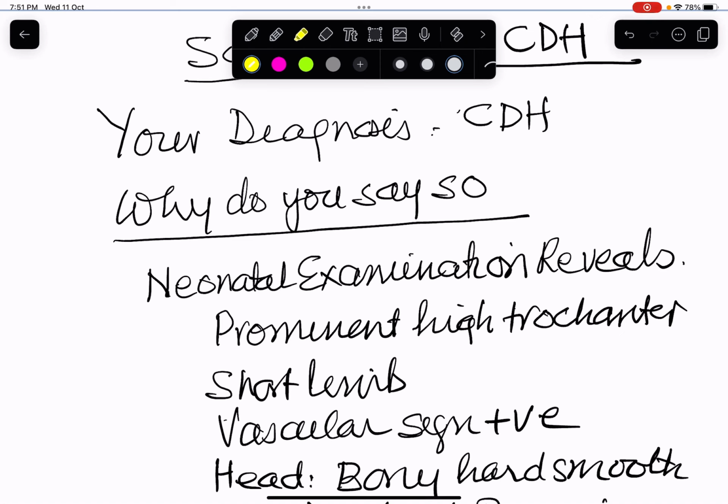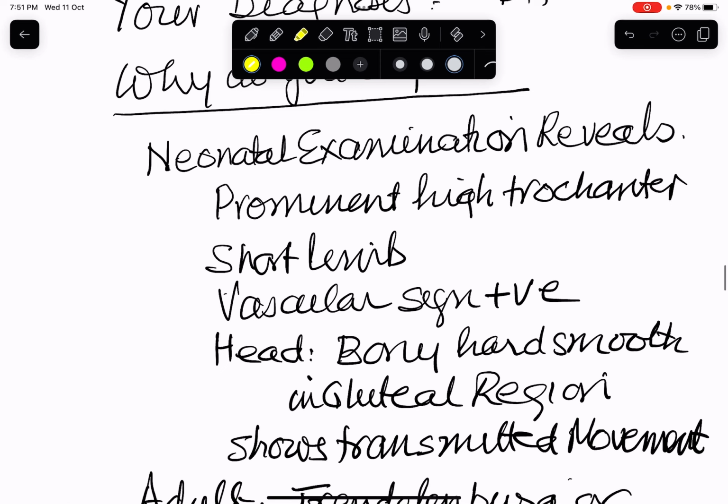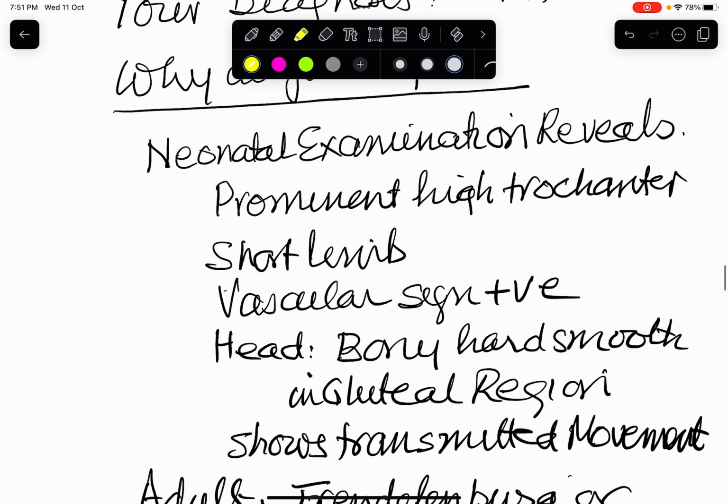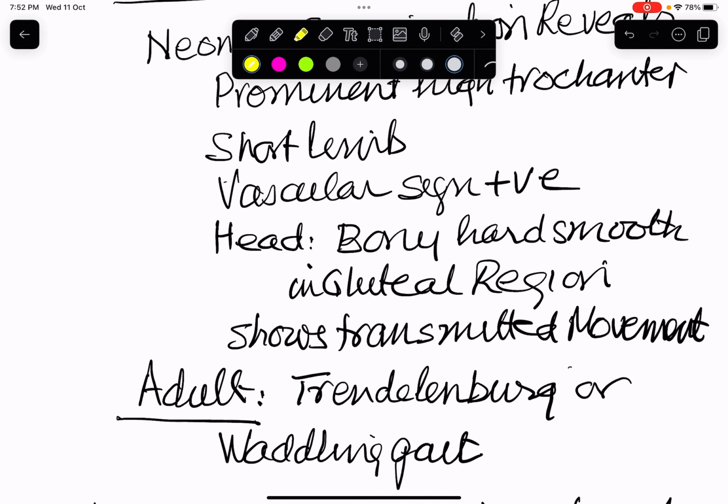So you say the neonatal examination reveals a prominent high trochanter, a short limb, vascular sign of Narath is positive, telescopy is positive, and I can feel the head in the gluteal region, which is a bony, hard, smooth, painless swelling, which rotates on rotating the hip. That means transmitted movements are positive.